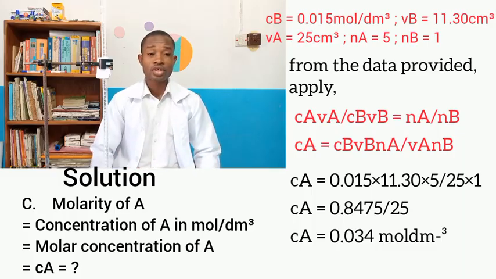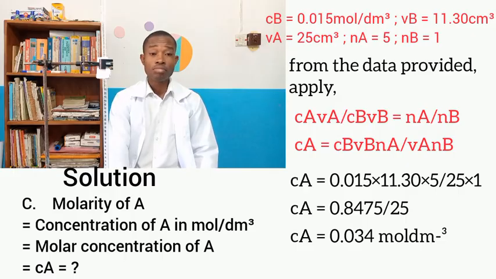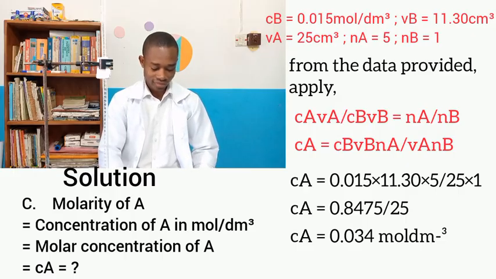This is the molar concentration of solution A. This is the concentration of solution A in mole per dm cube. This is the same as the molarity of A, 0.034 moles per dm cube.